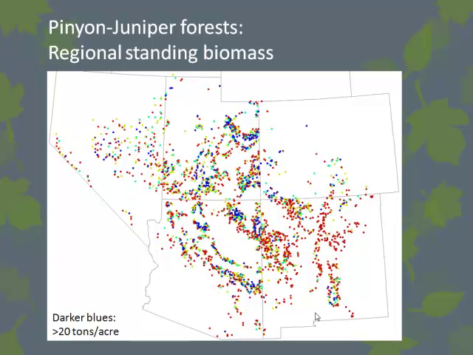This map shows where the most productive PJ plots were. The red dots show the least productive, less than 5 tons per acre. And again, everything is oven dry tons. The darkest blue dots are more than 20 tons per acre. As you can see, if you know the geography of the West, they're sort of centered on the plateaus and mid to high elevation mountain ranges.